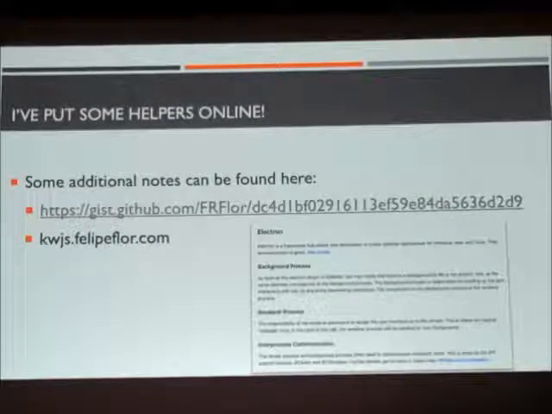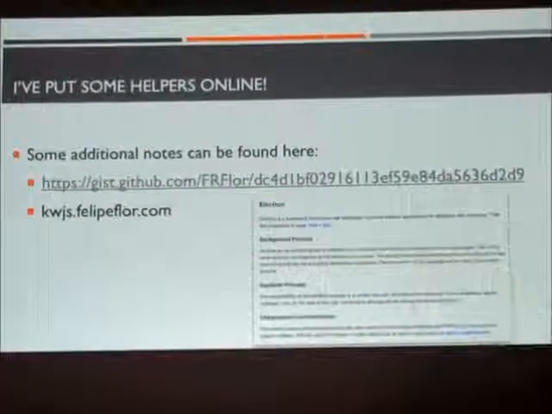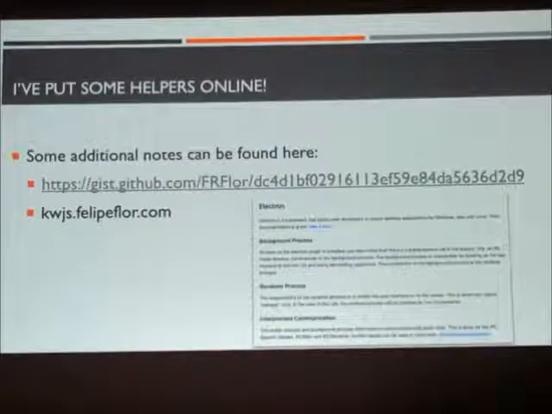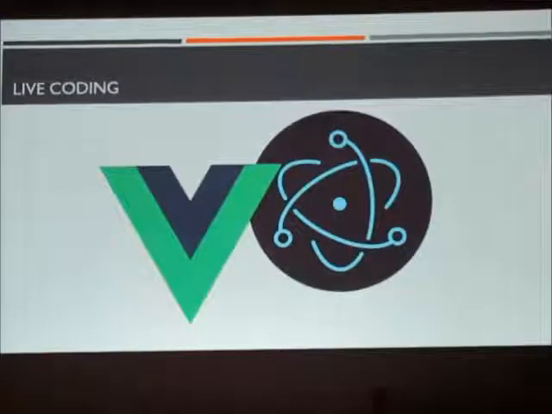Okay, so you just go to kwjs.philipflow.com and you should have access to the gist. And okay, I'm going to go to the live coding now, because the whole shtick is going to be, hey, here's something pretty cool: you can actually get going very fast with writing your Vue Electron app.